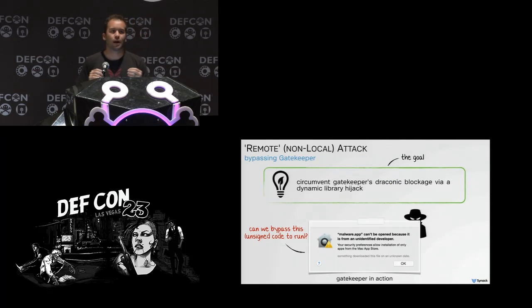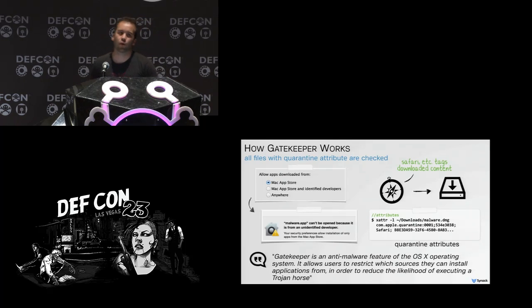Now, so far, we've talked about local attacks. And these are great for persistent malware. But I wanted to take this a little bit farther. I want to be able to infect remote users. But there is this built-in security component of OS X called Gatekeeper that keeps getting in the way. This is something we want to bypass. So how does Gatekeeper work?